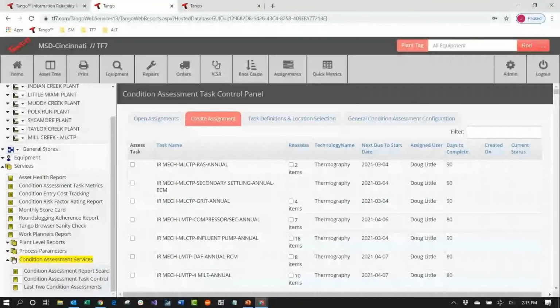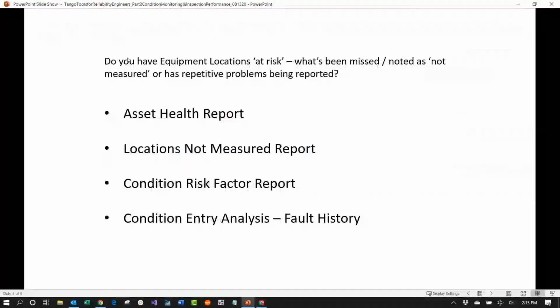Okay. All right, let's move on. We're going to go into our second area, which is finding out about equipment locations at risk. Even if my schedule compliance is looking pretty good, how many of those items have in fact validly been missed or noted as not measured? Or maybe I've got issues where I've got repetitive problems and I need to be monitoring even more closely perhaps.